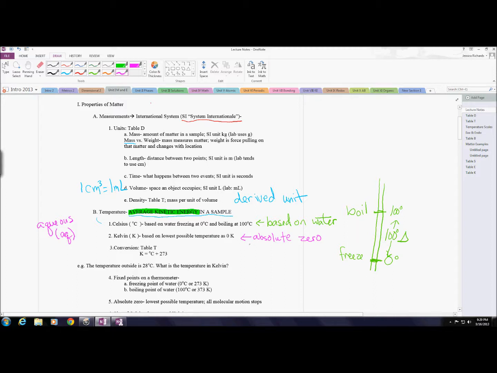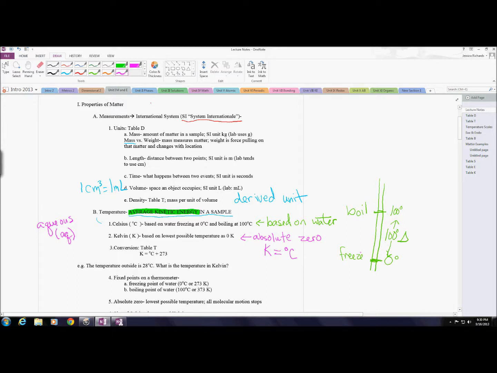But with absolute zero, Lord Kelvin said when the particles aren't moving at all, that's the coldest you could get, that should be your zero. So he made that his zero. He made a Kelvin, and notice there's no degree there. He named them after himself, and he didn't make them degrees, he just called them kelvins. So a Kelvin is equal to 1 degree Celsius. This way our scales match up.